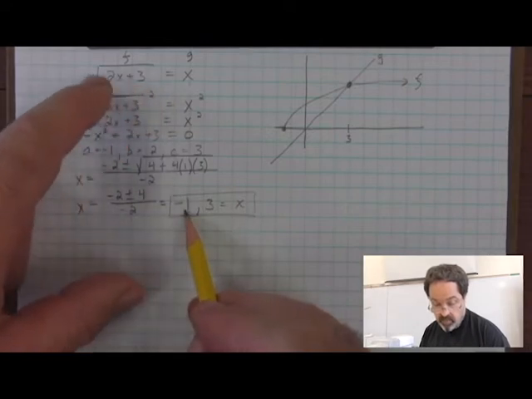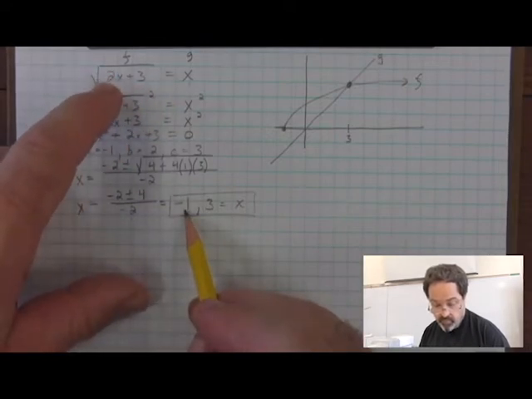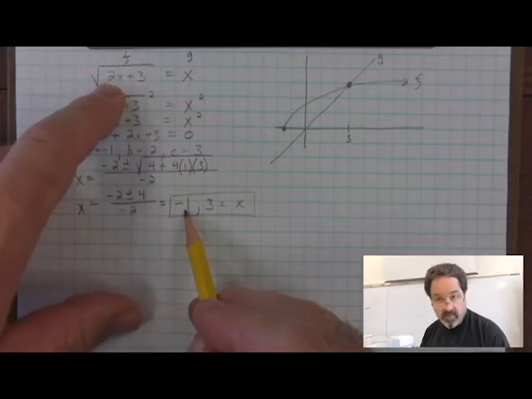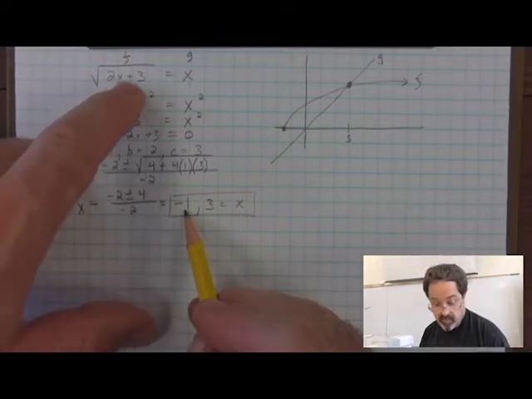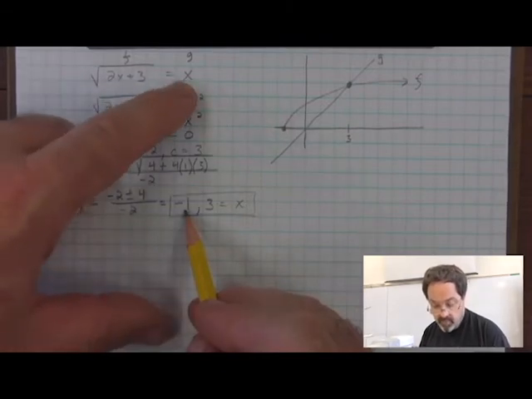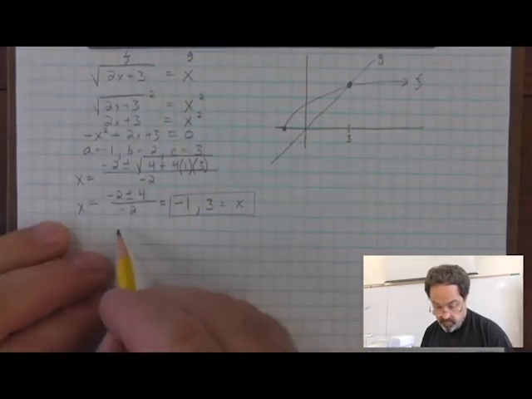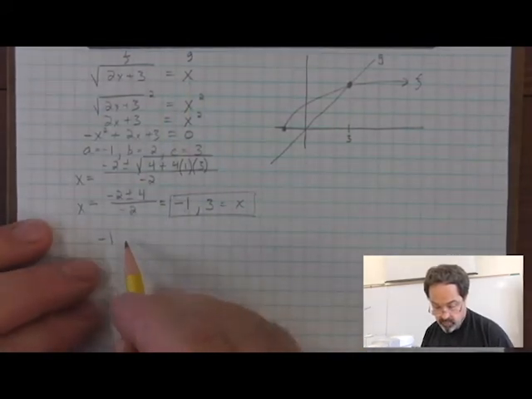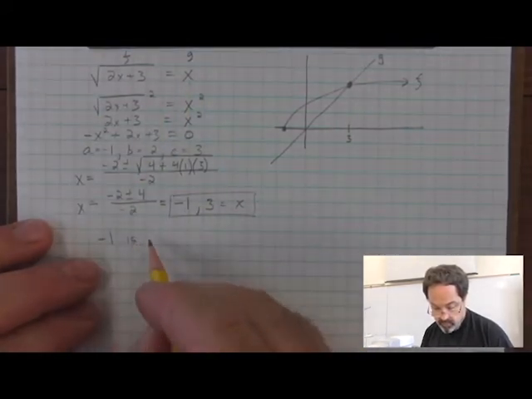If I put -1 into the square root of 2x plus 3, I get 2 times -1 is -2. -2 plus 3 is +1, and the square root of positive 1 is positive 1. Positive 1 is not going to be equal to negative 1. So I've justified that negative 1 is not a solution.